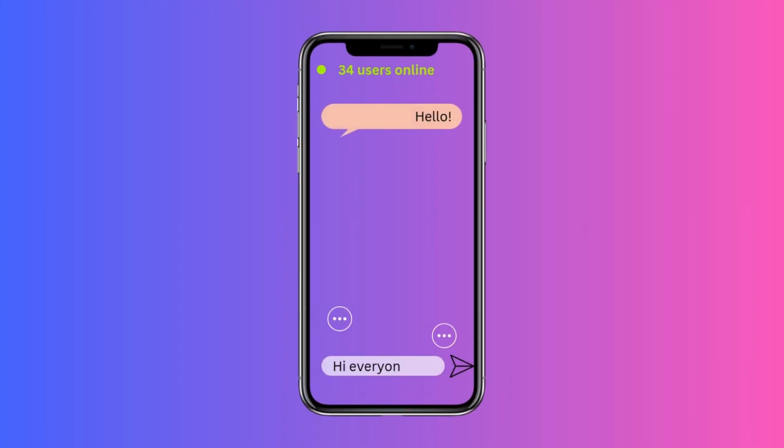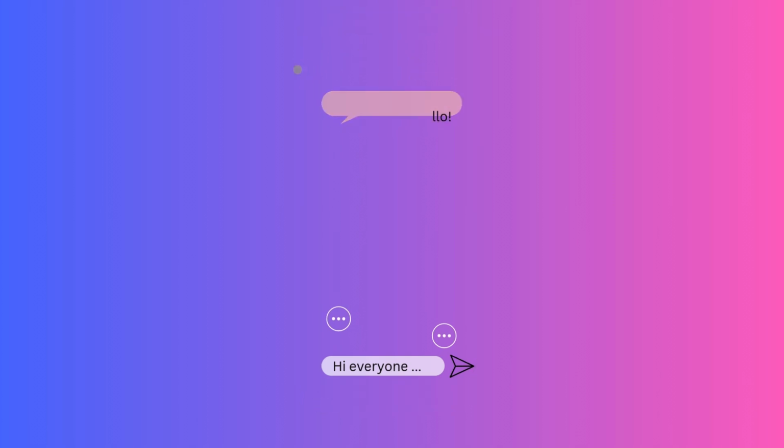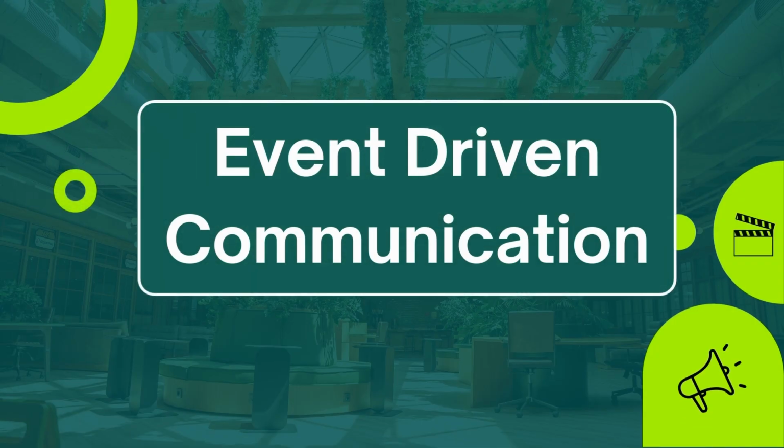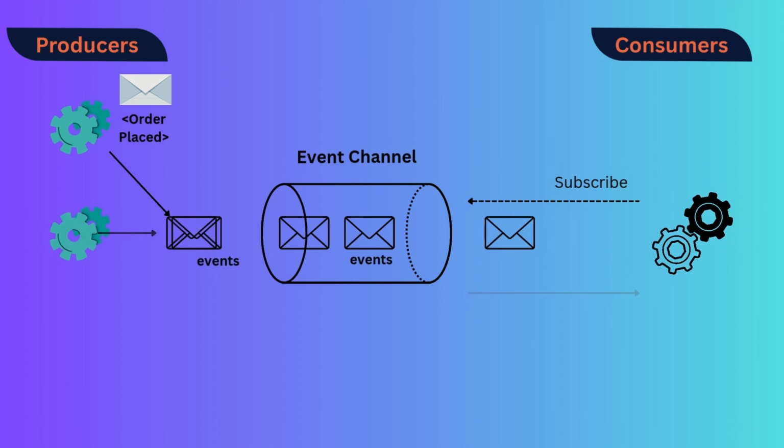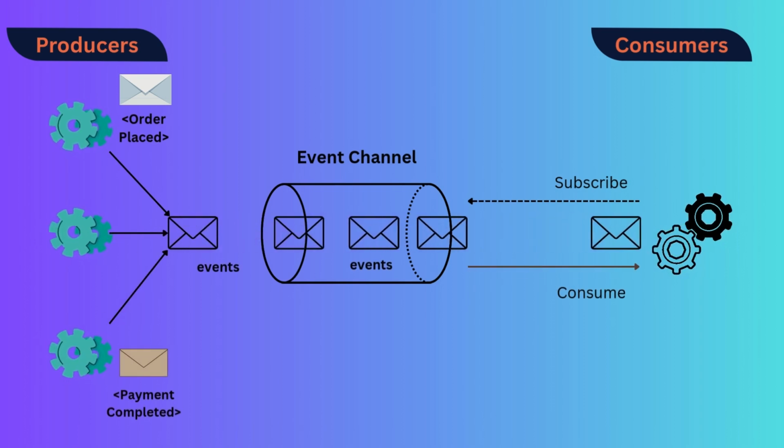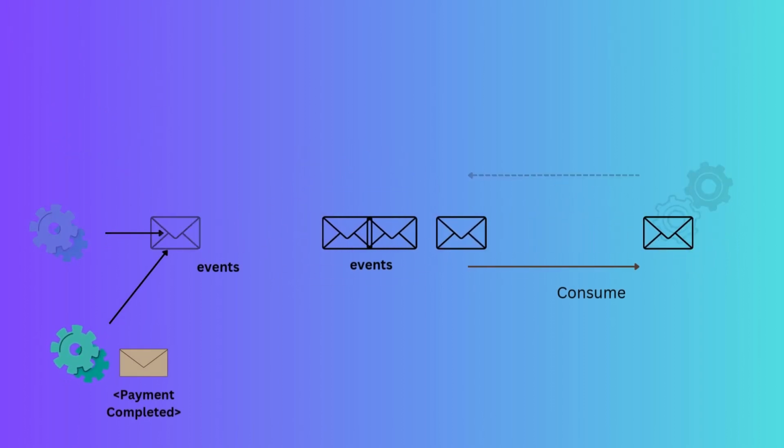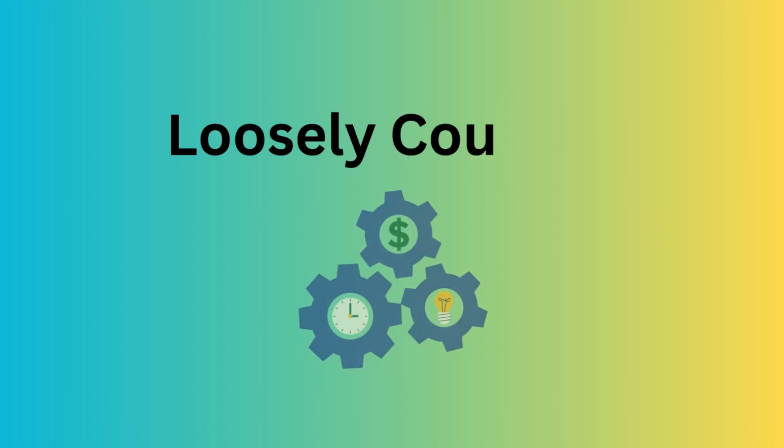Now imagine a group chat. You post one message and everyone subscribed can see it instantly. That's event-driven communication. Services publish events like order placed or payment completed, and any interested service reacts. It's powerful for building scalable, loosely coupled systems.